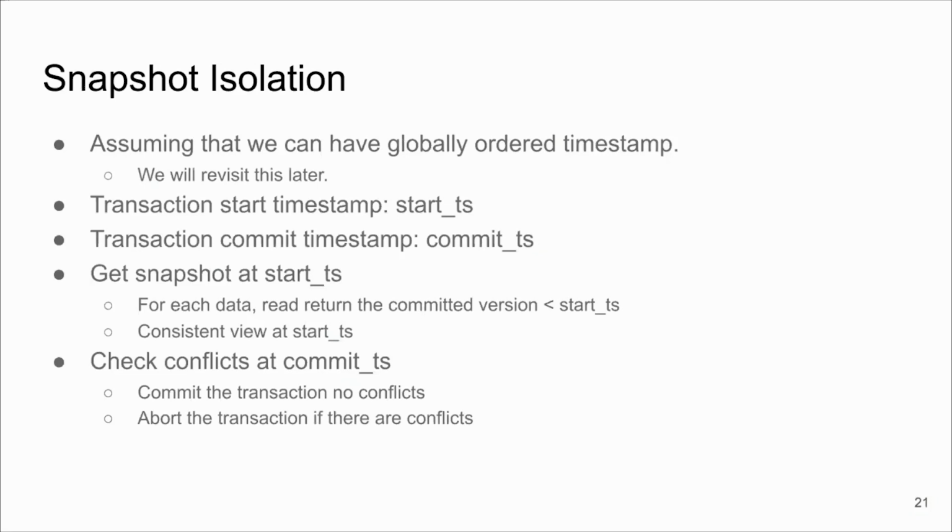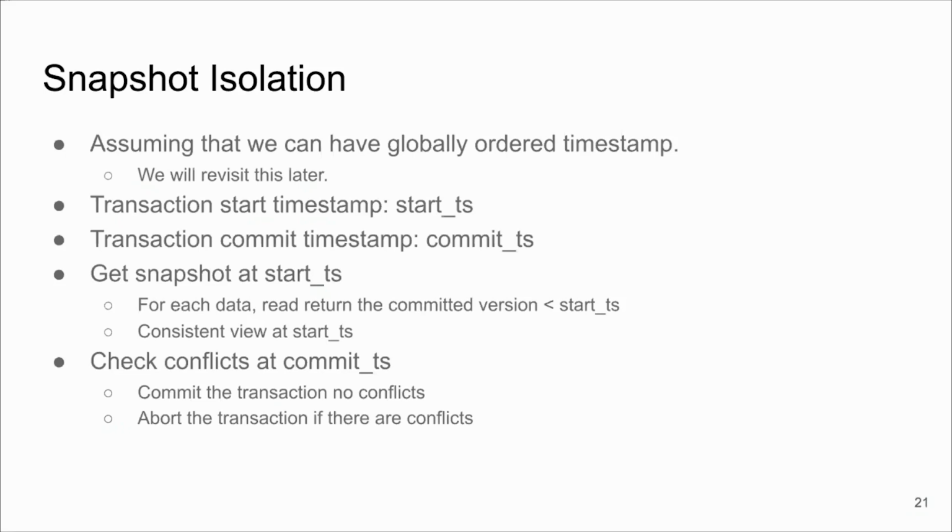A general way of providing a practical isolation level is called snapshot isolation. What it means is that when you read your database, you can get a consistent copy by a starting timestamp. By this I mean, assuming we have a global timestamp, we'll talk about how we achieve this in a distributed system environment.